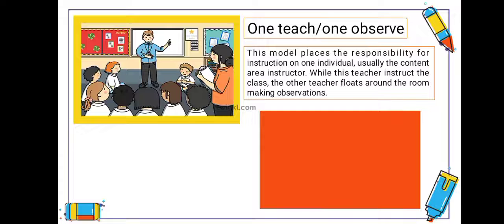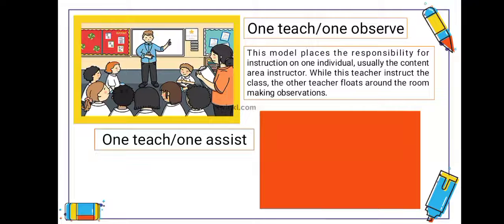Also in one teach, one observe, it ensures that the entire class receives consistent information from a single source and that source is the best qualified to provide that instruction. In this model, the teacher who does the observations will get to know the behavior of each student. So, as you have noticed in the given picture, the first teacher teaches the students while the other teacher on the right side is making observations.